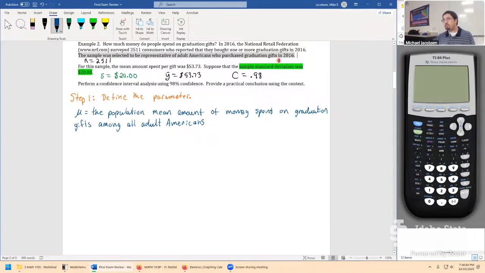And you know what? We can shorten this up a little bit and just say in 2016, because I think the context does convey these people bought the graduation gifts. But anything you can take out just to make it a little bit terser is a good idea. If it feels like it's a big part of the problem, or if it's just not implied, it might have been a good idea to say all adult Americans who purchased the graduation gifts in 2016. But if you make some tiny short adjustments like that, that's okay. You don't have to copy the problem down verbatim.